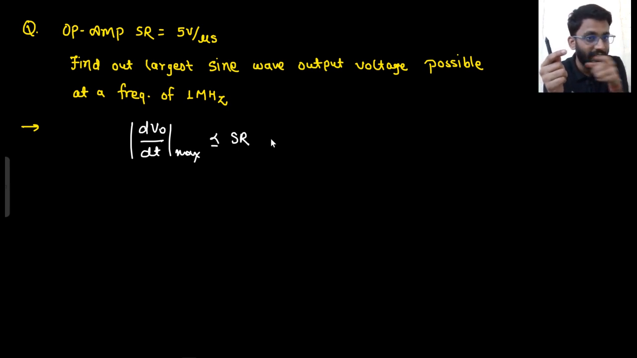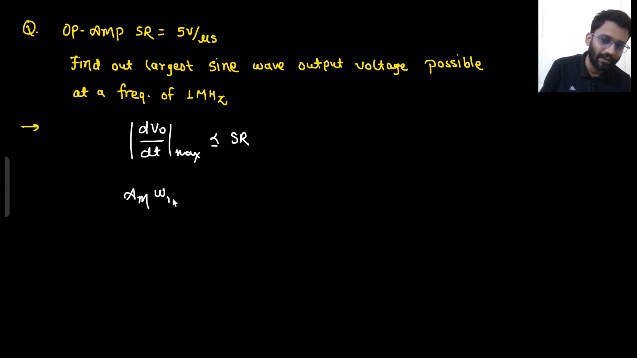So for that the lesser condition will be applicable. So be aware of that. You will see these kind of questions in the test series. So you should remember that there will be a lesser sign. Which one should be lesser? dV0/dt should be lesser. So what is the value you will get? You already know Am omega m we are getting. So Am omega m should be lesser than the slew rate.